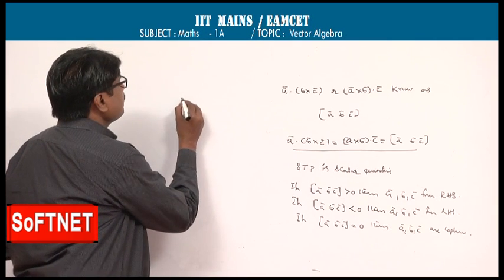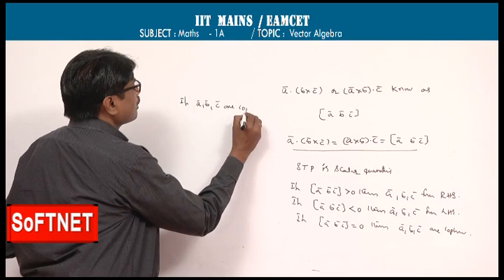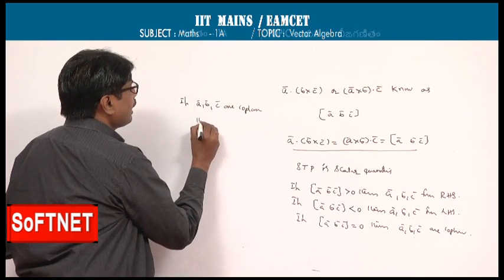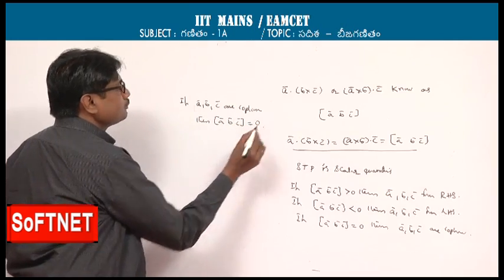Or if A bar, B bar, C bar are coplanar, then box of ABC will be equal to 0.